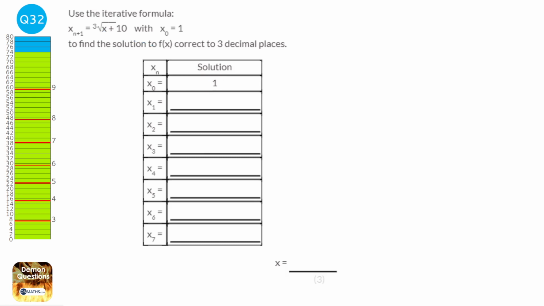On our calculator, what we're going to do is just press the button 1 and then equals. That will store the 1 in our calculator. Then we're going to type in the cube root button, and the 1 will disappear. That's not a problem, because the next thing we're going to press is answer plus 10. So on your calculator it should look like this: the cube root, and then answer plus 10.